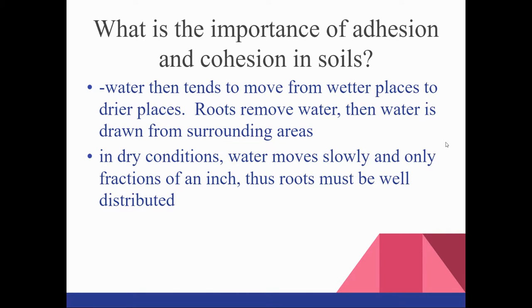So water tends to move from wetter places to drier places. Roots remove water, and then water is drawn from the surrounding areas. In dry conditions, water moves slowly and only fractions of an inch. Thus, roots must be well distributed. This is where we see larger root systems that span out over larger areas to have access to more water sources.